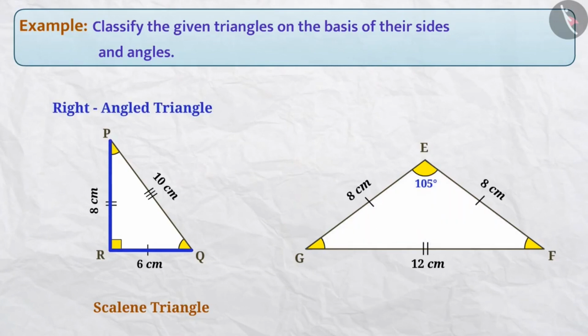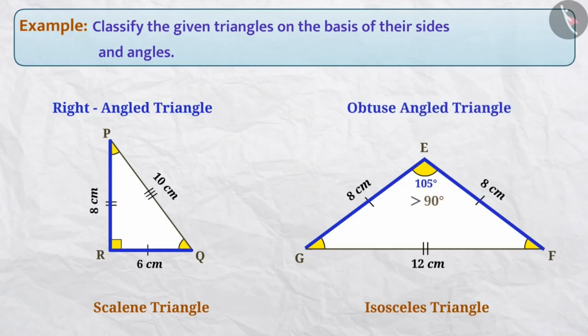Seeing the figure of triangle EFG, we find that the two sides of this triangle are equal. So it is an isosceles triangle. Since one of its angles, angle GEF, is greater than 90 degrees, hence it is an obtuse angle, therefore it is an obtuse angled triangle.